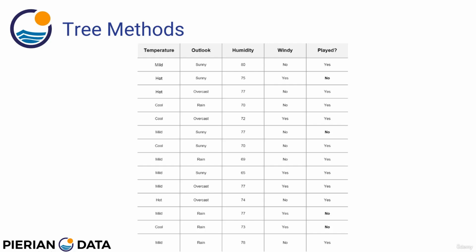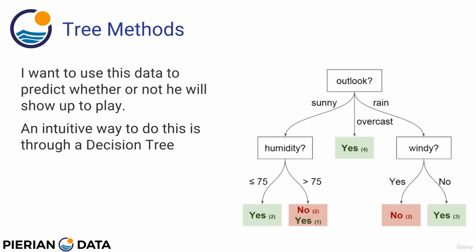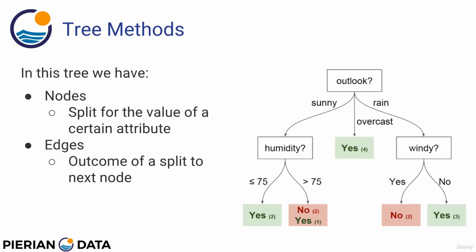I can build a decision tree off of this process. I want to use this data to predict whether or not my friend is going to show up to play. And an intuitive way to do this is through a decision tree. And this is what a decision tree may look like for the data I just showed. In this tree, we have nodes, and nodes split on the value of a certain attribute. We can see here we have outlook nodes, humidity nodes, and windy nodes. So each of these attributes are nodes. And then we have edges. Edges are the outcome of a split to the next node.